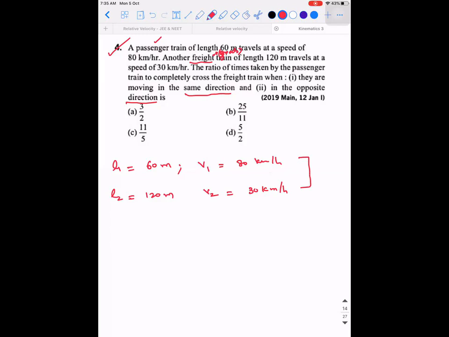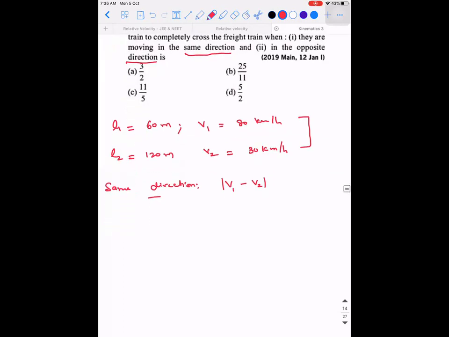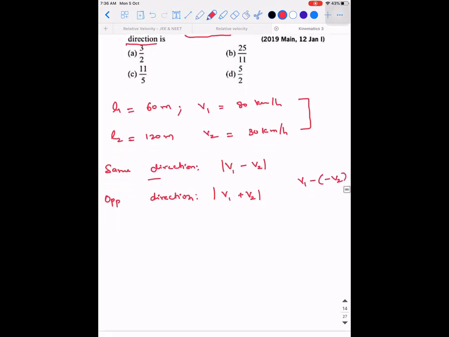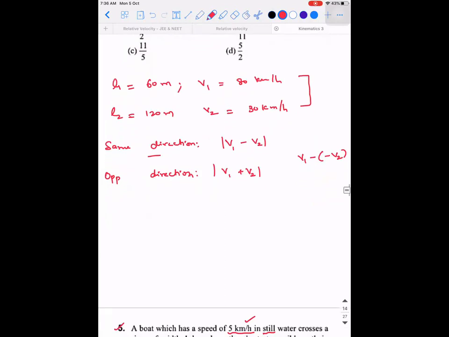When they are moving in the same direction, what will be the relative velocity of them? It will be modulus of V1 minus V2. I will put a modulus because I don't know which one is moving in which direction. Similarly, when they are moving in opposite direction, the relative velocity is V1 plus V2. I hope you understood why: if the other train is coming in the opposite direction, it is minus V2. That is why V1 minus of minus V2 is V1 plus V2, right?